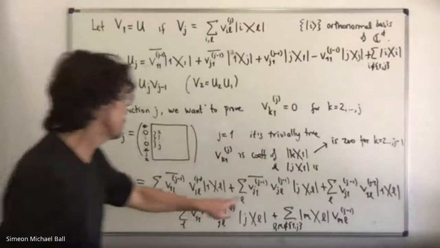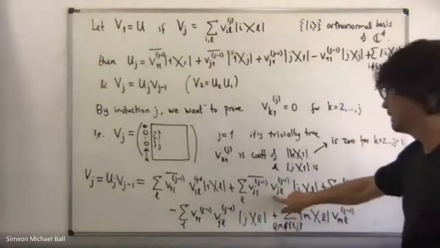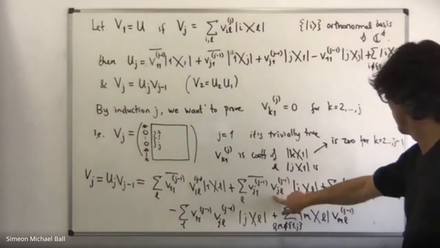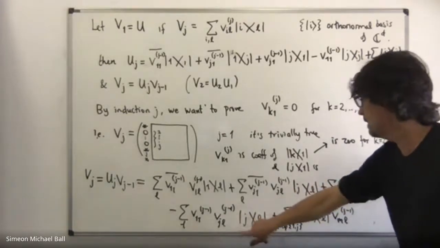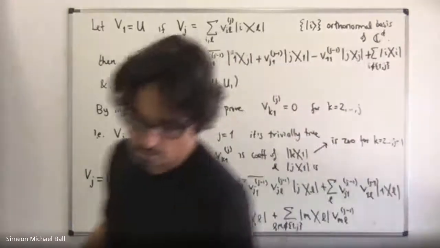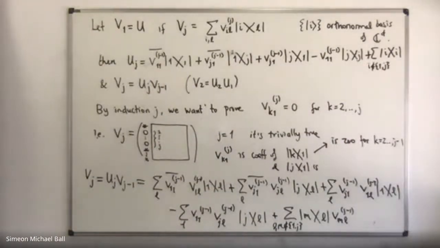It should cancel, so it would be the one thing here minus the one term here, which I may have dropped some conjugate somewhere. Let me just check that.